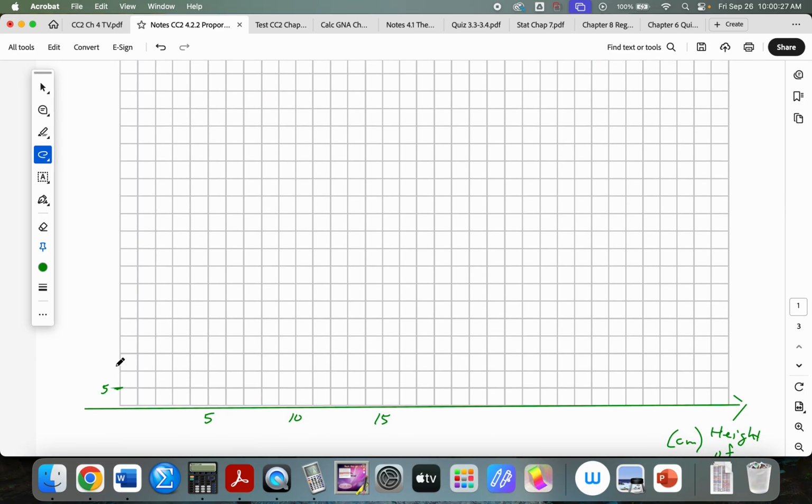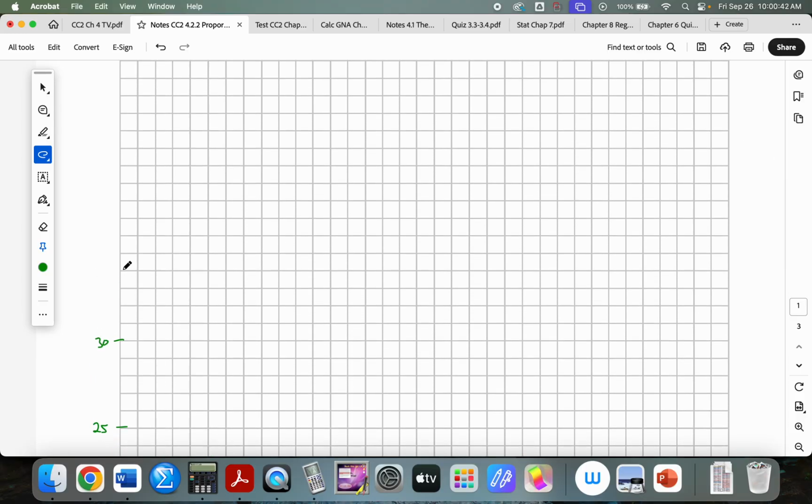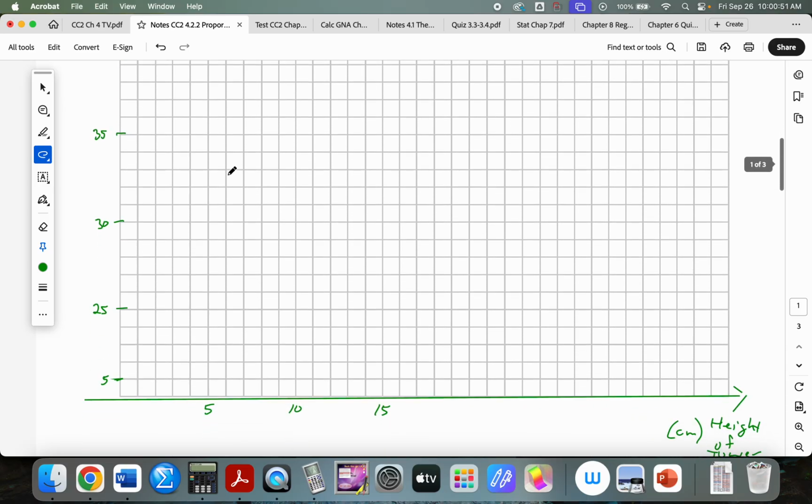So I'm going to mark that this one's 5, but then I'm only going to make a mark every 5 or so. Wait, it starts at 5 and then it goes to 25? This is 5, 10, 15, 20, 25. And then it goes 25 to 30? Sorry, I did that wrong. Thank you.